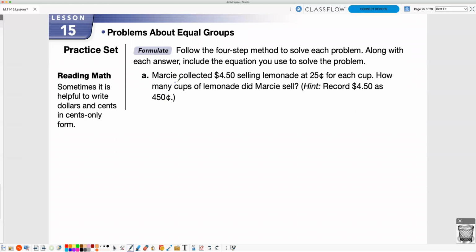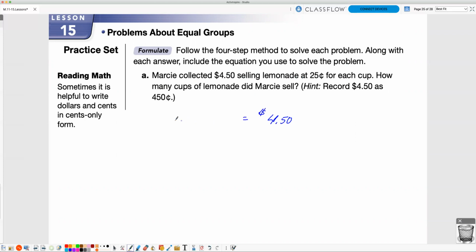So if Marcy collected $4.50 selling lemonade at 25 cents for each cup, how many cups of lemonade did Marcy sell? So you can see that the total is actually going to be $4.50.